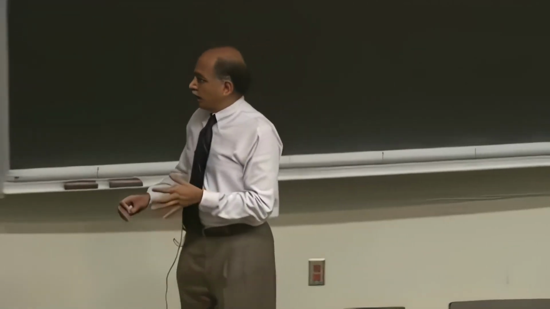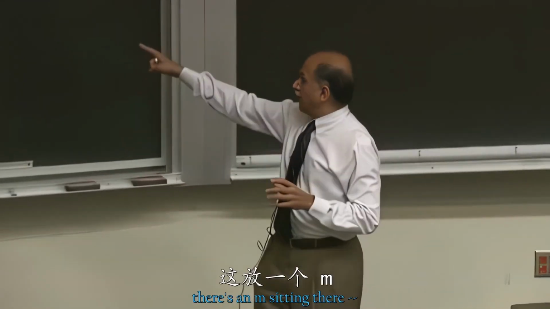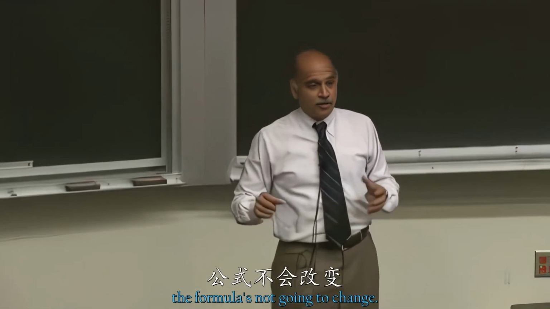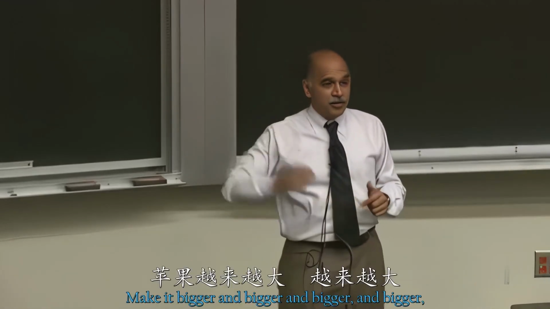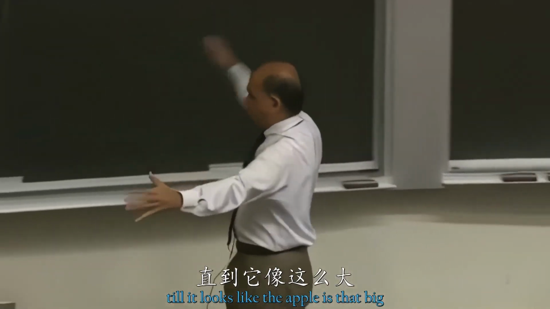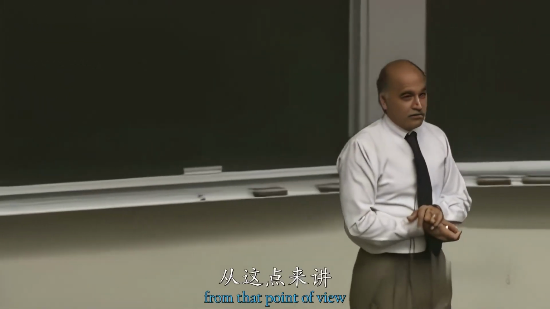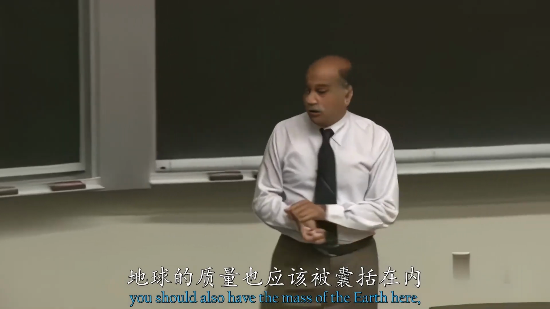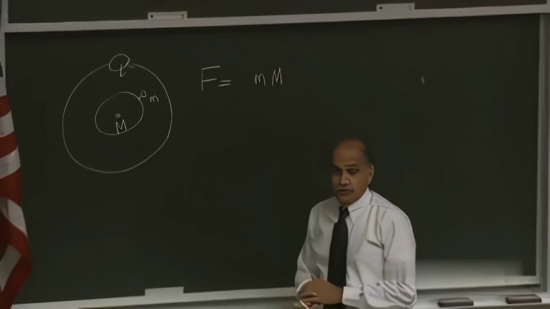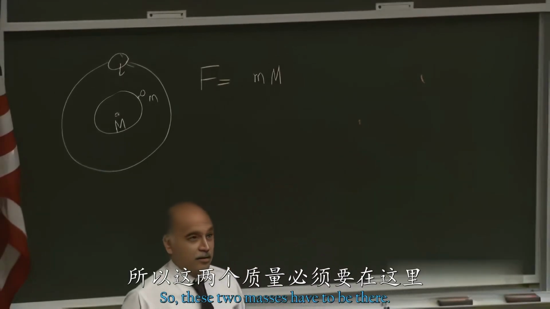So if you take an example in which here's the earth and here's the apple, there's a little m sitting there, but imagine the apple's getting bigger and bigger. Okay, the formula is not going to change. Make it bigger and bigger till it looks like the apple is that big and the earth is that big. Then you will have to agree that from that point of view, you should also have the mass of the earth here playing a symmetric role. So these two masses have to be there.